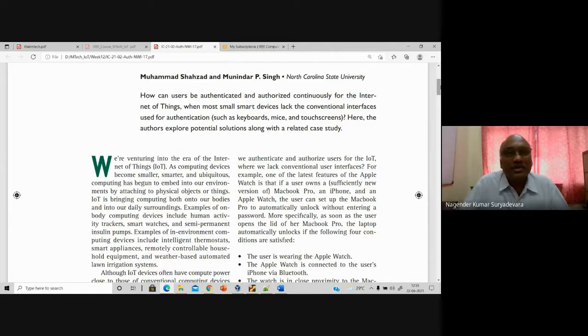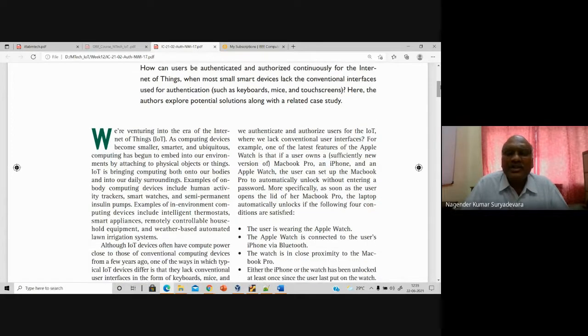Please remember, because those things also have problems. Your thumb impressions, your eye readings, as well as the face readings can also be confused, meaning they can be compromised too. So new authentication and authorization mechanisms are coming.